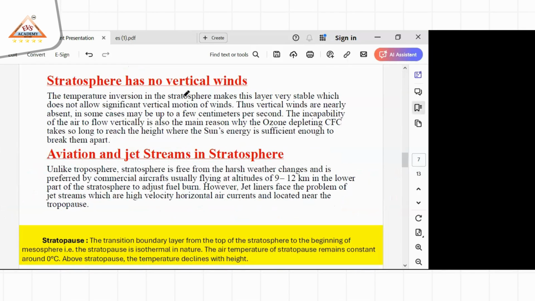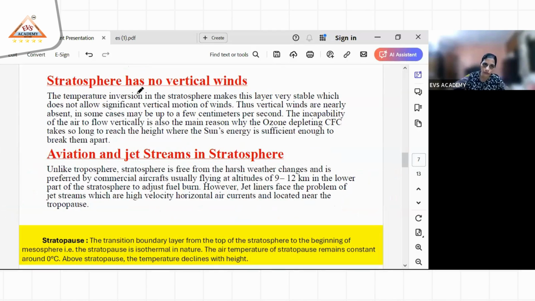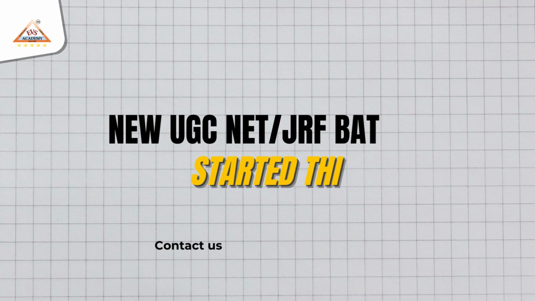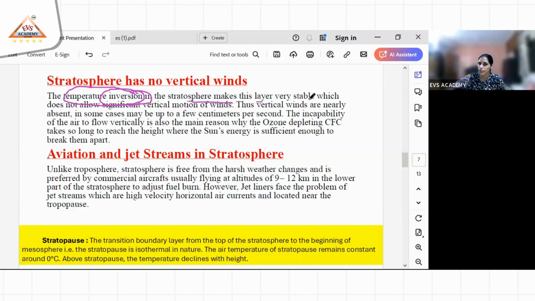Now the temperature inversion. What is inversion? Inversion means an increase in temperature with height. In the lapse rate, we see a decrease in temperature with height, by 6.5 degrees Celsius at each kilometer. But whenever there is an increase in temperature, we call it temperature inversion. This temperature inversion makes this layer very stable.